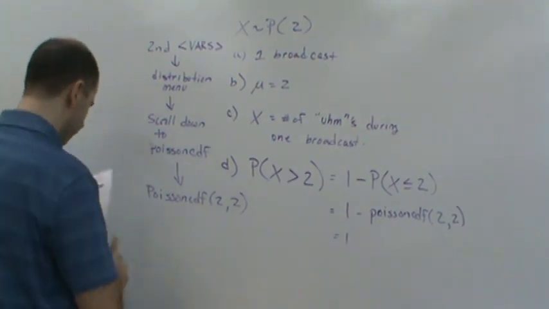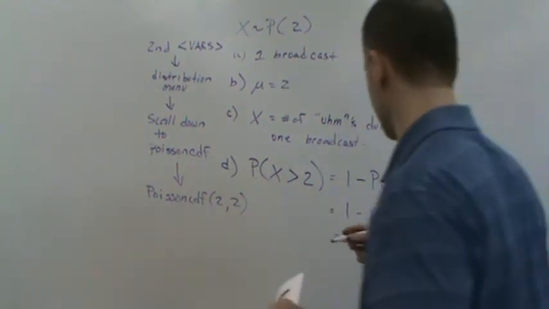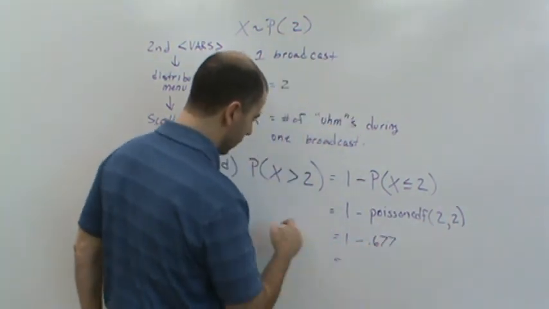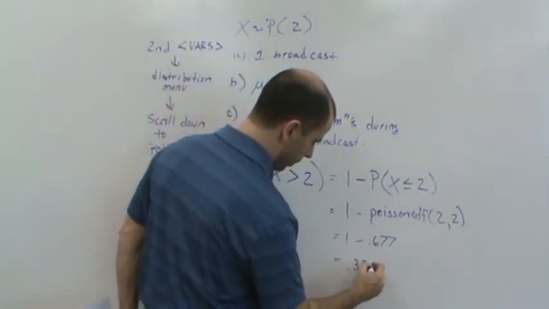And what do you get when you do that? Let's do it. Okay, so I'm going to go second Vars, and I'm going to scroll all the way down until I find Poisson CDF, which is letter D on my calculator. Hit enter. Now I'm going to put in 2, 2. Hit enter. 0.677. So it's going to be 1 minus 0.677, and so the final probability is going to be 0.323.